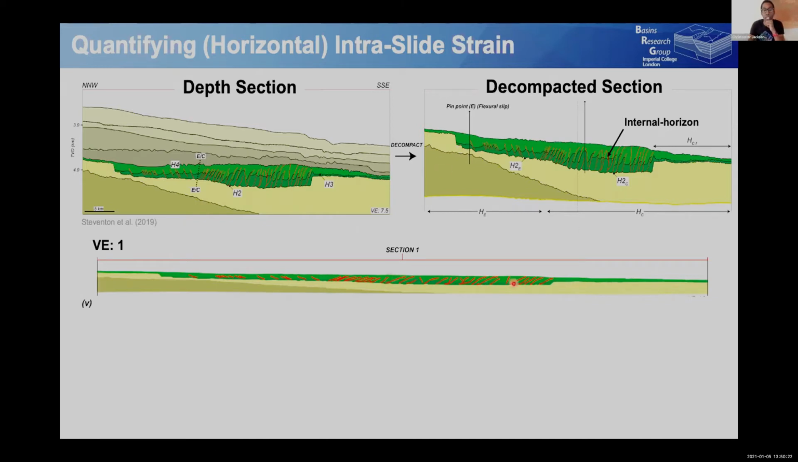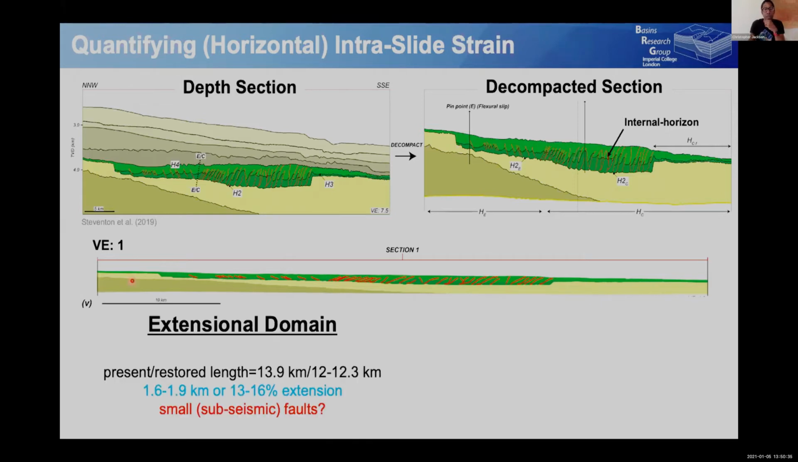geometry looks like. And then obviously we can measure the fault heaves in the extensional domain to look at the amount of stretching. We can also measure the amount of thrust overlaps in the compressional domain to look at the amount of shortening, and then we can compare the two. By doing that in the extensional domain up in here, we see the present length of the section. So this is HE, is 13.9 kilometers, but the restored length is 12 to 12.3. And so that yields this amount of extension in the up dip area. So an extension amount of about 13 to 16%.